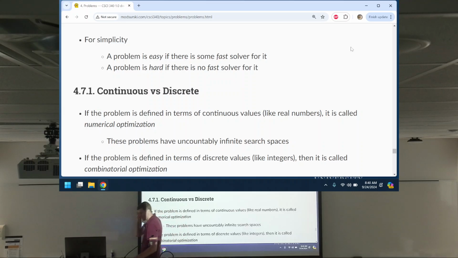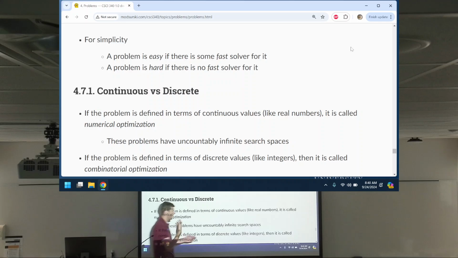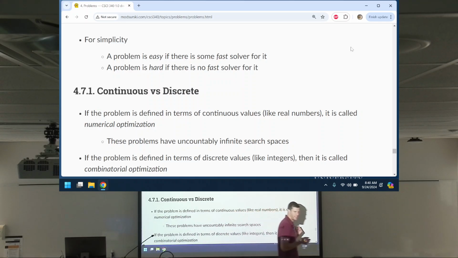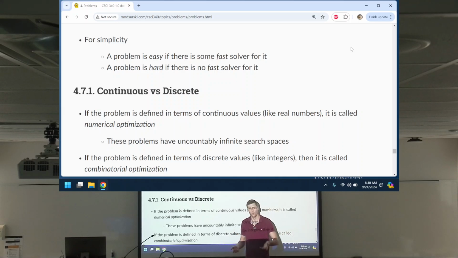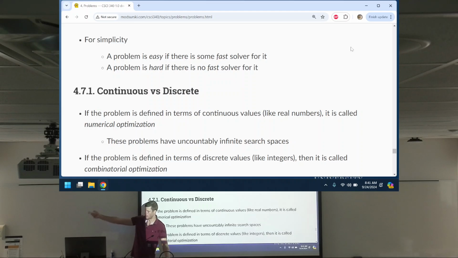Now we have continuous versus discrete spaces. If we have a problem that's defined in terms of real numbers, continuous numbers, we call it numerical optimization. And these problems have uncountably infinite search spaces. Did I talk about the infinities yet? How there are actually different types of infinity? Just to remind you, if we're talking about natural numbers or integers, if I say what comes after 1, what do you say? 2. What comes after 2? 3, 4, 5. And we can play this game forever towards infinity, right?